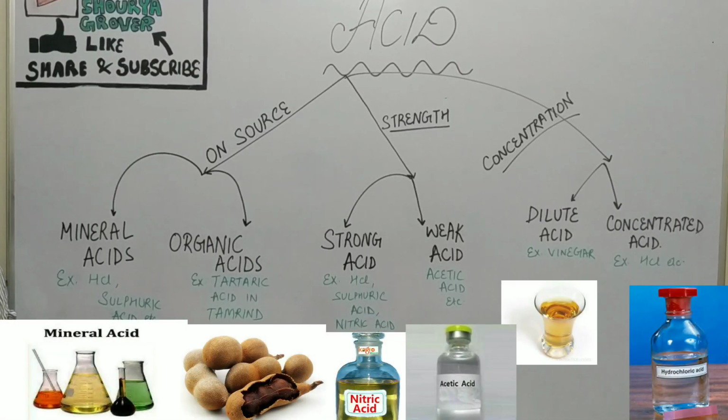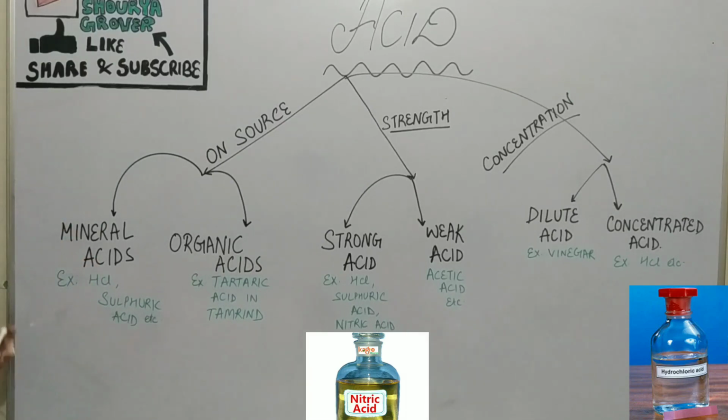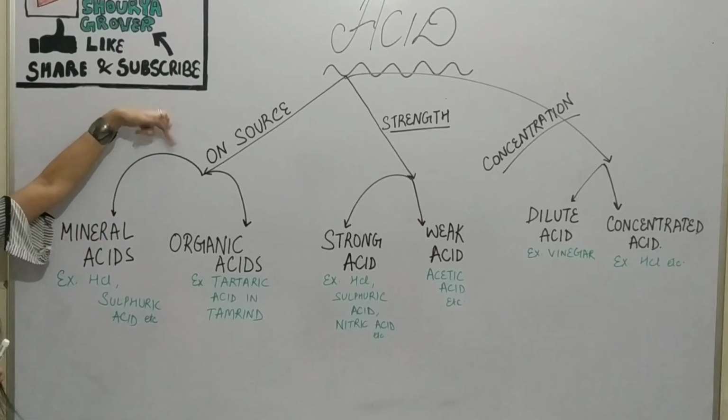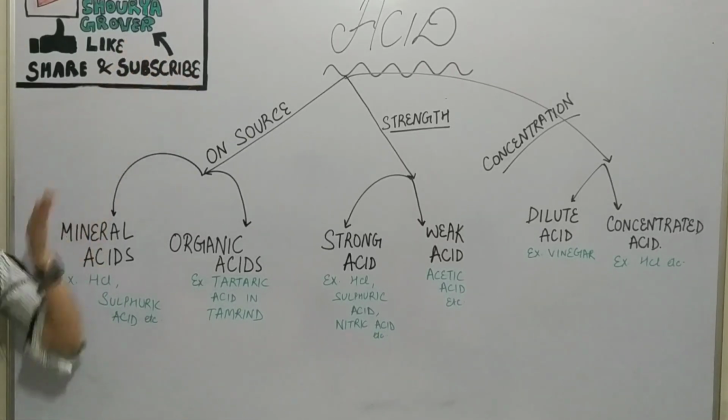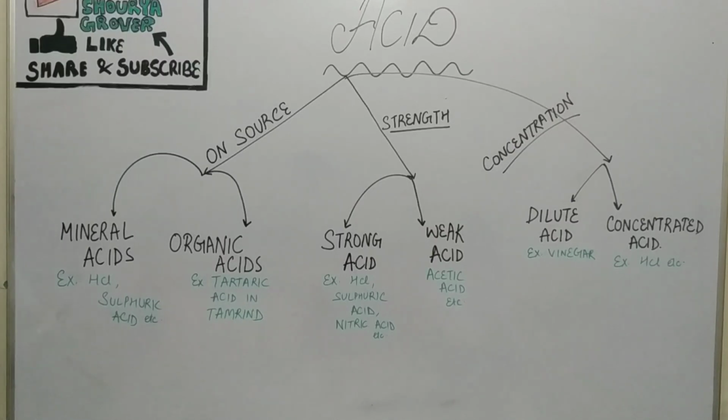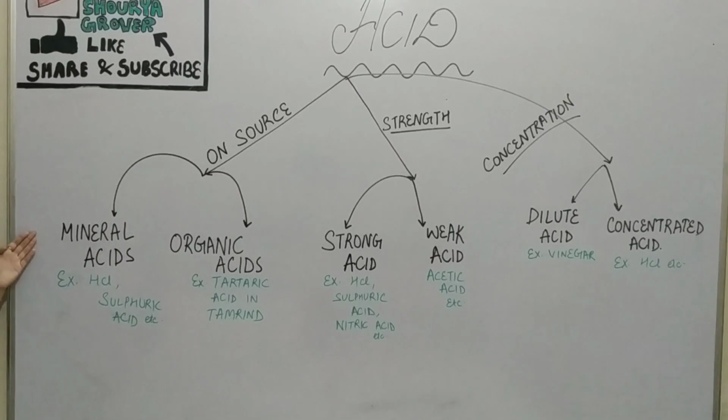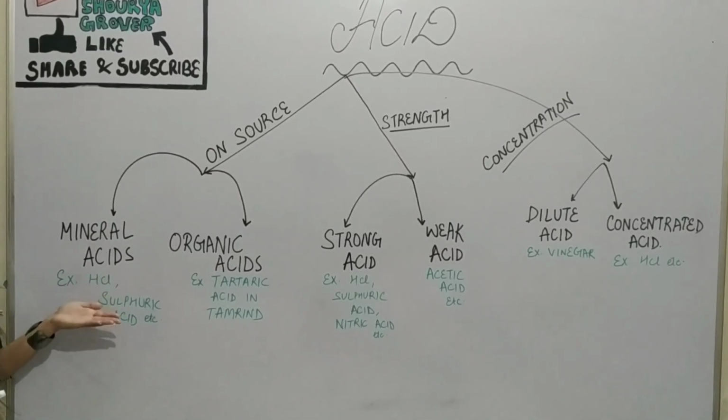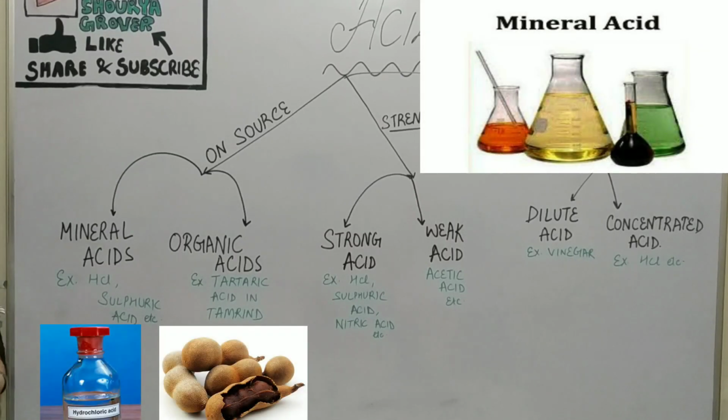So now students, what am I going to tell you? I am going to tell you the types of acid. Yes, we can divide acid into three categories: based on the source, based on the strength, and based on the concentration. So yes students, if we divide acid on the basis of their source, then they can be divided into mineral acids and organic acids. Now, what are mineral acids and what is organic acid? I will explain in detail, but till then I am giving you examples.